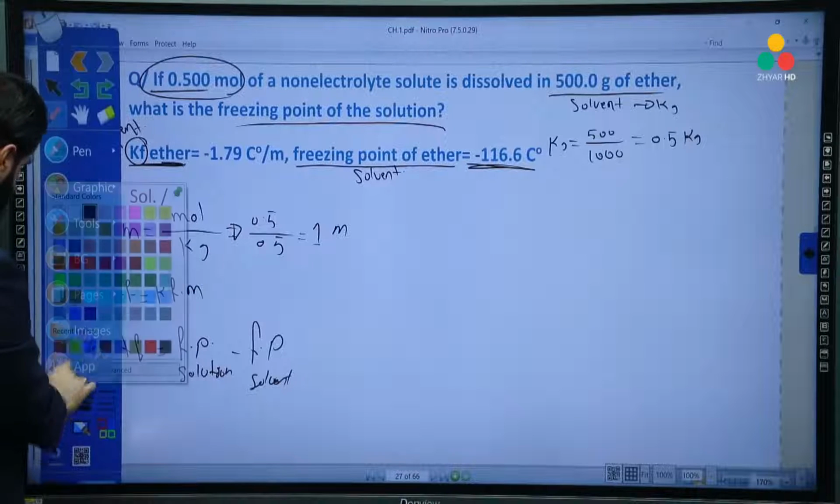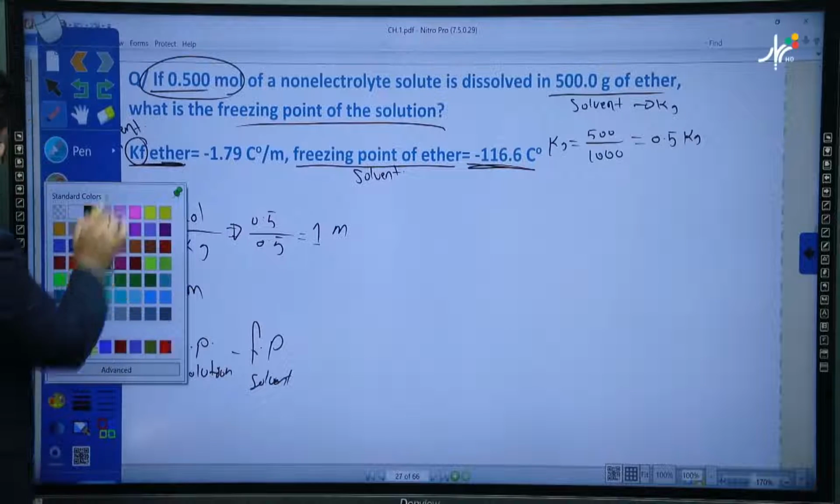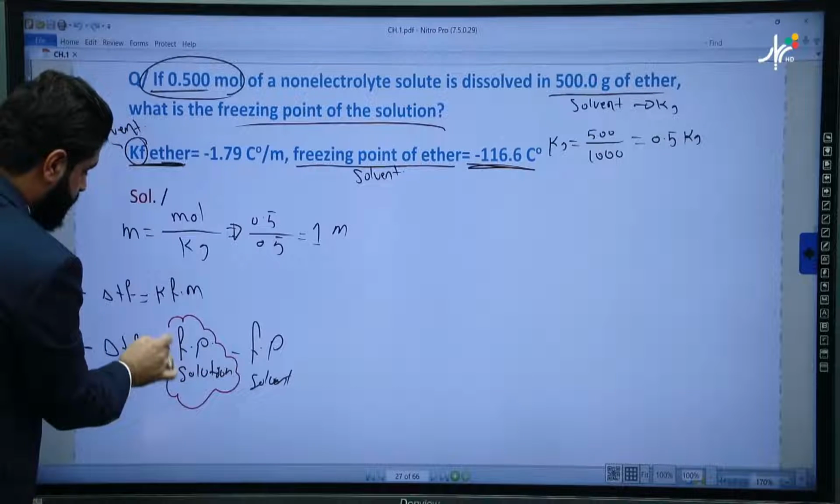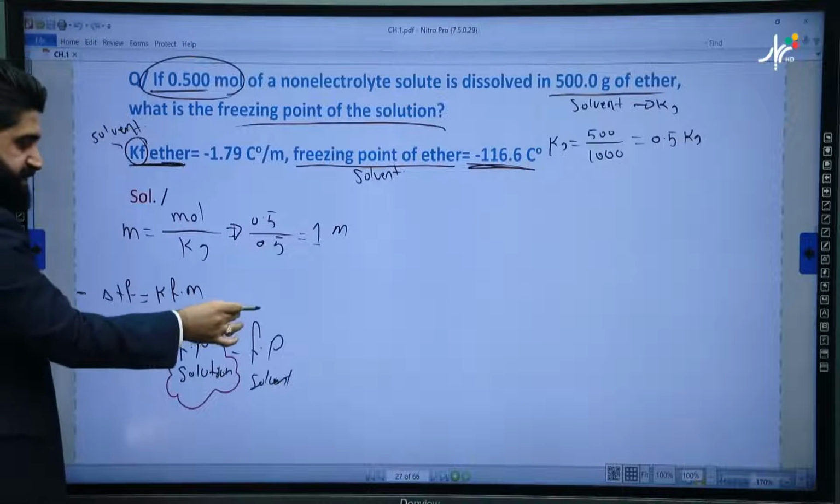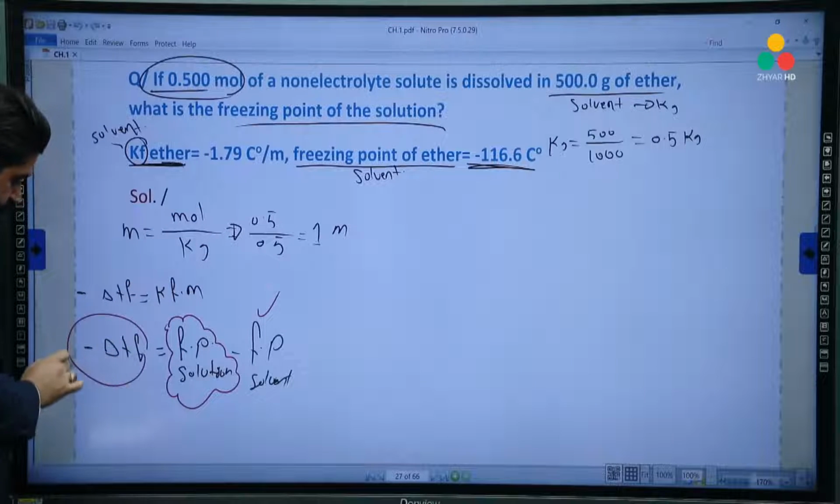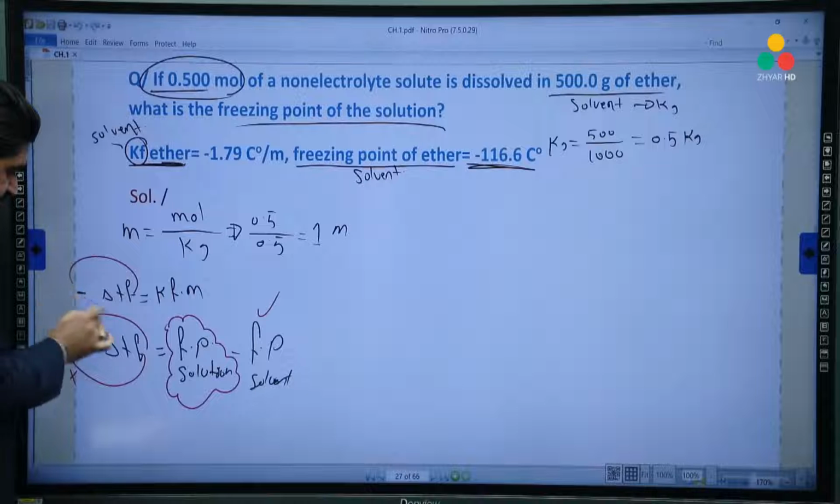I'm looking for the freezing point of the solution. So we need the freezing point of the solvent. Yeah, we have it here. But delta TF, no. So we can get delta TF here and substitute it here.